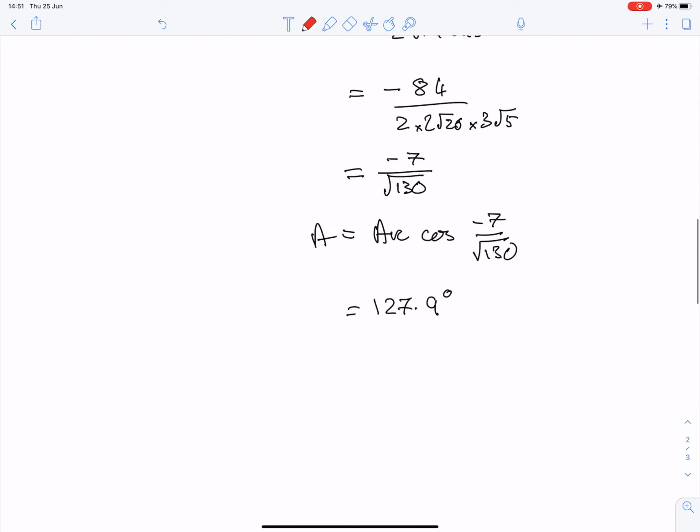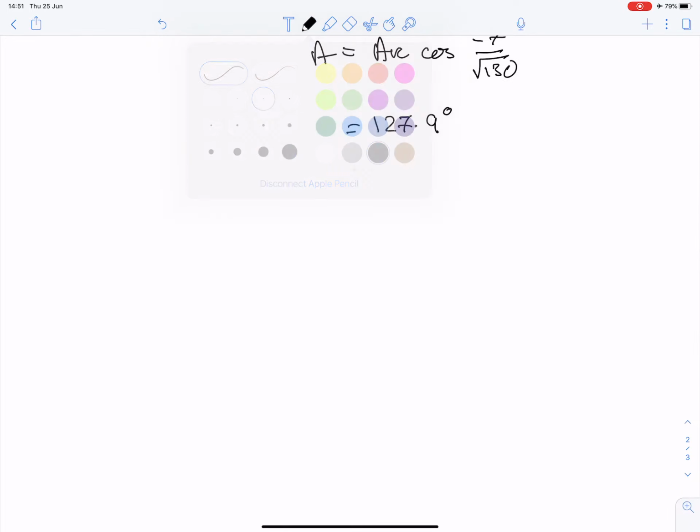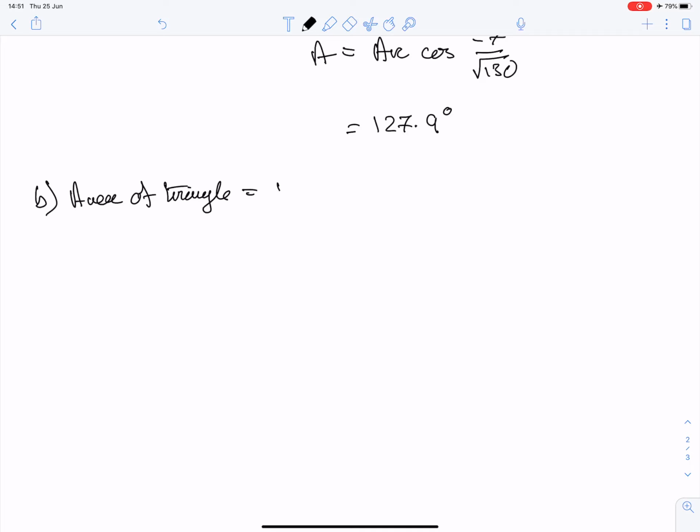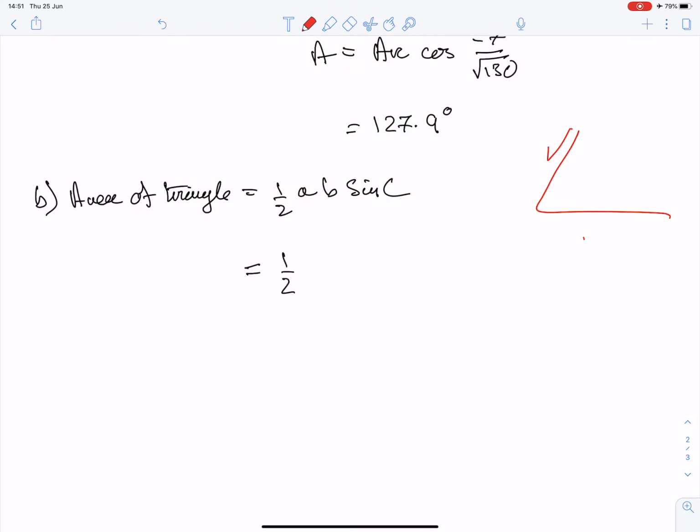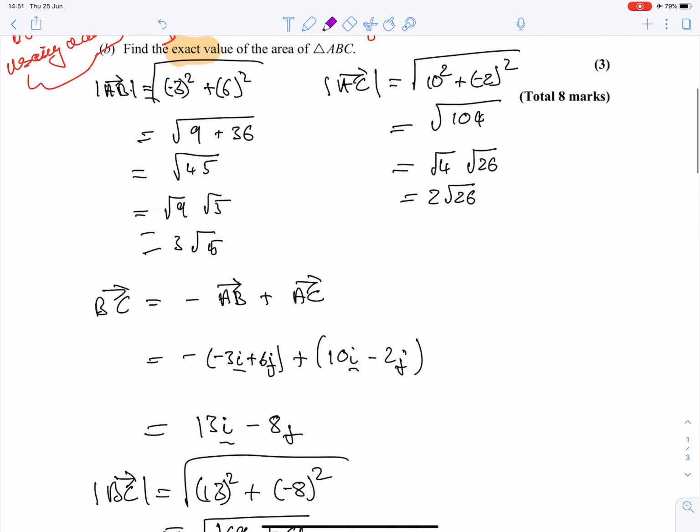So, part B, area of the triangle is equal to a half ab sine of C. Well, that should be relatively straightforward. We should know that for that rule, what we need is two sides and the angle in between. The third side doesn't matter whether we know it or not. So if we're doing it with an angle in between, 127.9 must be our angle.